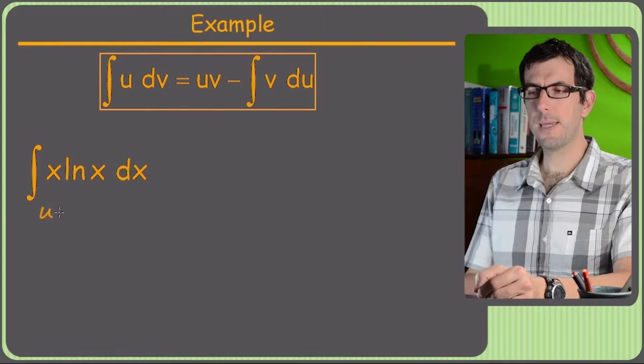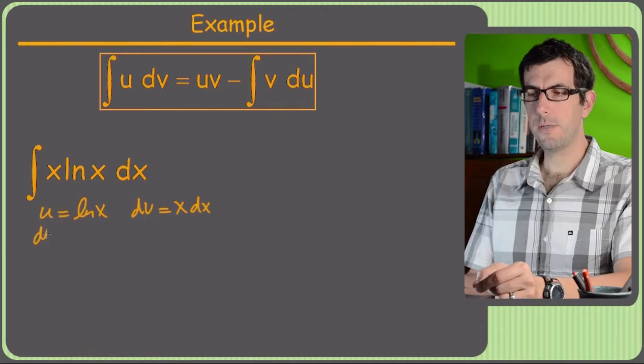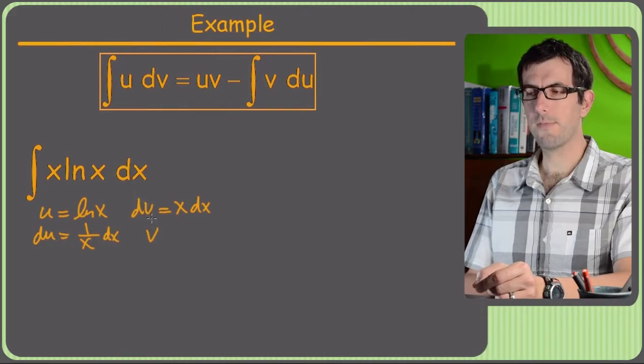So I'm saying, let's make u the ln of x term, and make dv the rest of it, which is going to be the x dx. So du, the derivative of ln of x, is 1 over x dx. And the integral of dv is v, and the integral of x dx is 1/2 x squared.